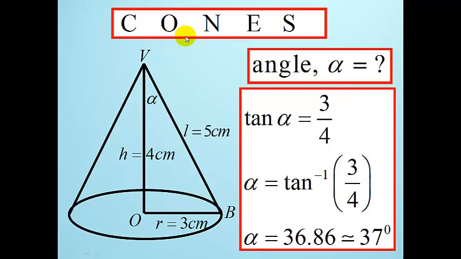Now, let's consider this example. Considering the cone as shown, we are given the height of the cone to be 4 centimeters. We have the slant height L of the cone, that's the hypotenuse of the triangle VOB, to be 5 centimeters. And we are given the base radius to be 3 centimeters. Now, how do we find the angle alpha?